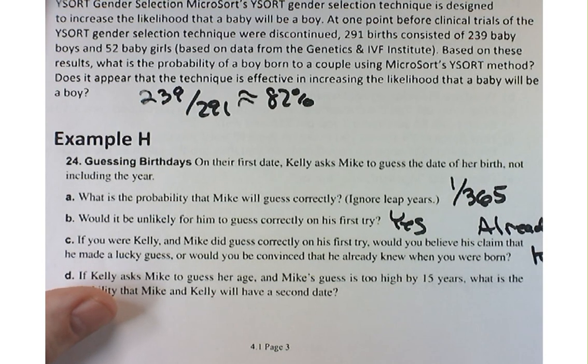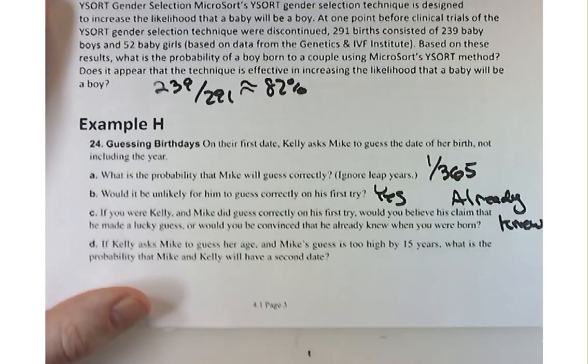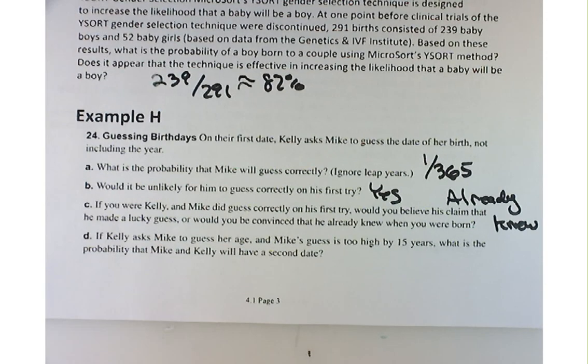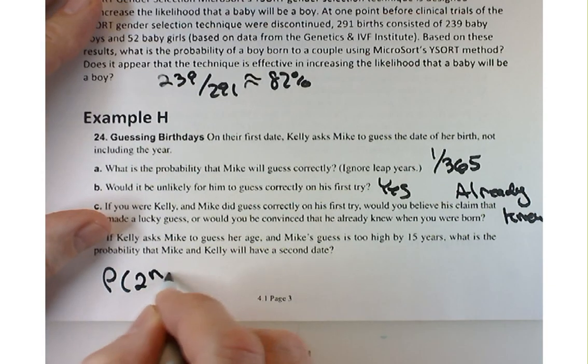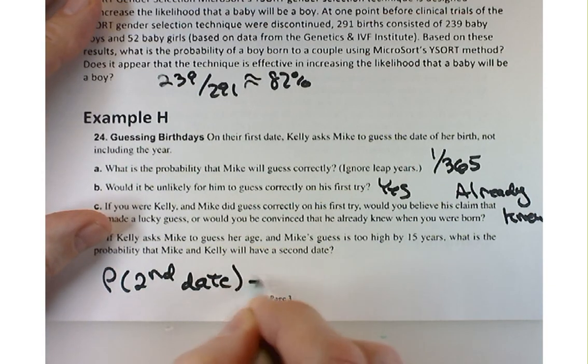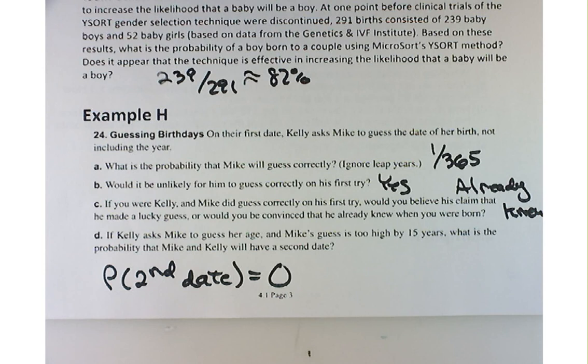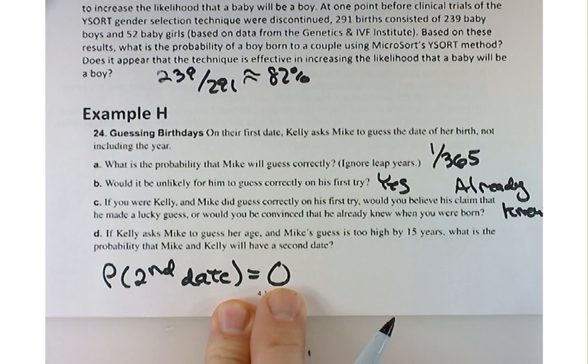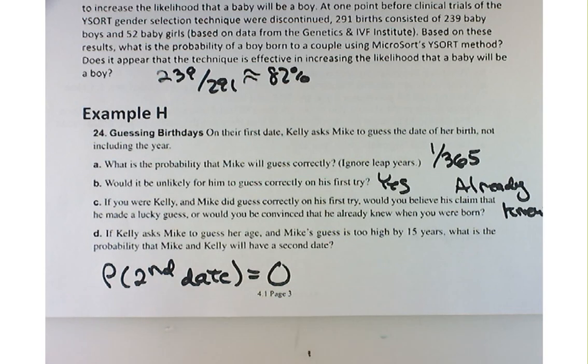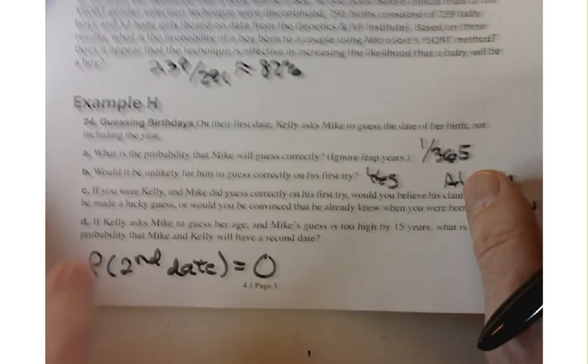And here's a subjective probability for the last one, and it's a little tongue-in-cheek. If Kelly asked Mike to guess her age, and Mike's guess is too high by 15 years, what's the probability of a second date? Let's go with 0 because it's probably pretty unlikely. Now this is the subjective part, but I would accept on something like this an answer of 0 or very close to 0. I don't think it's a good idea to tell somebody that they look a lot older than they are.